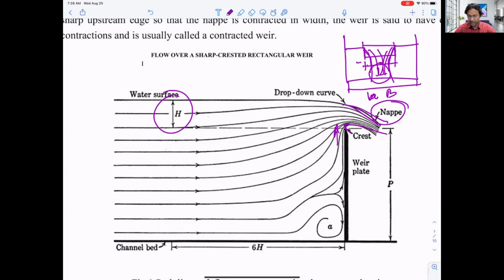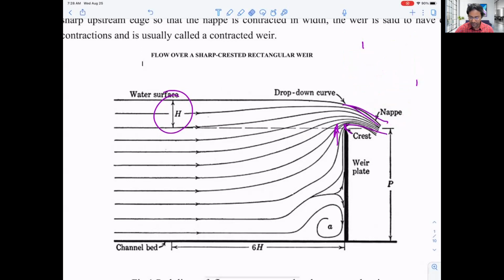Then the length won't be the actual length of the weir, rather it will be less than that. So we'll calculate what the length will be. For the time being, for deriving the relationship between this h and the flow rate, we have to assume that, even though the streamlines are not parallel to each other, these streamlines are parallel to each other.